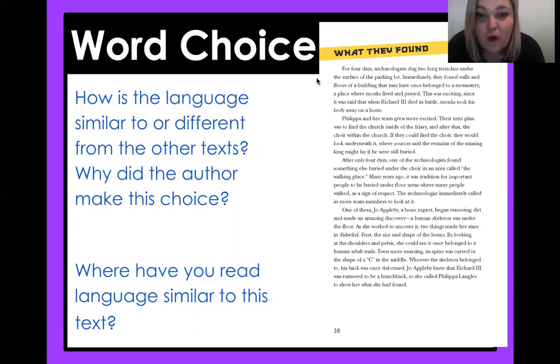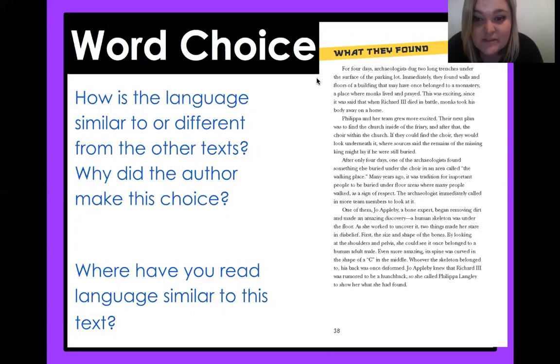Immediately, they found walls and floors of a building that may have once belonged to a monastery, a place where monks lived and prayed. This was exciting, since it was said that when Richard III died in battle, monks took his body away on a horse. Philippa and her team grew more excited.